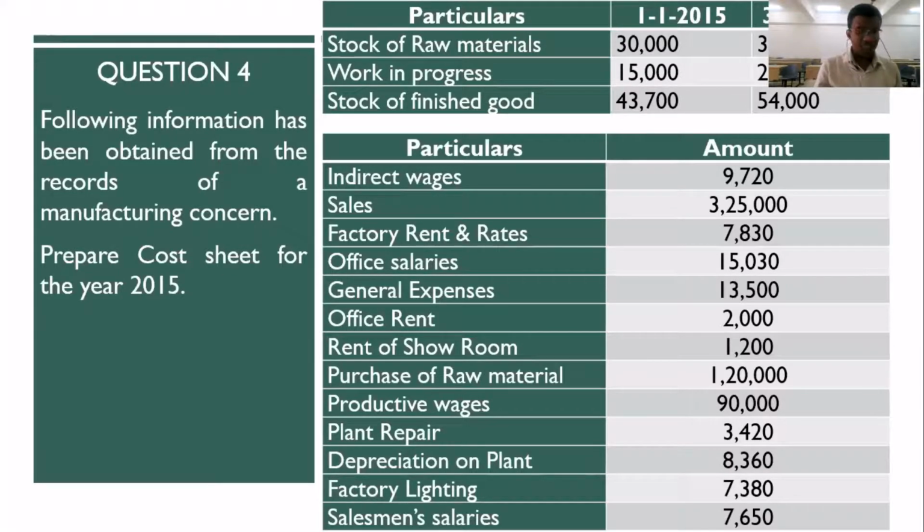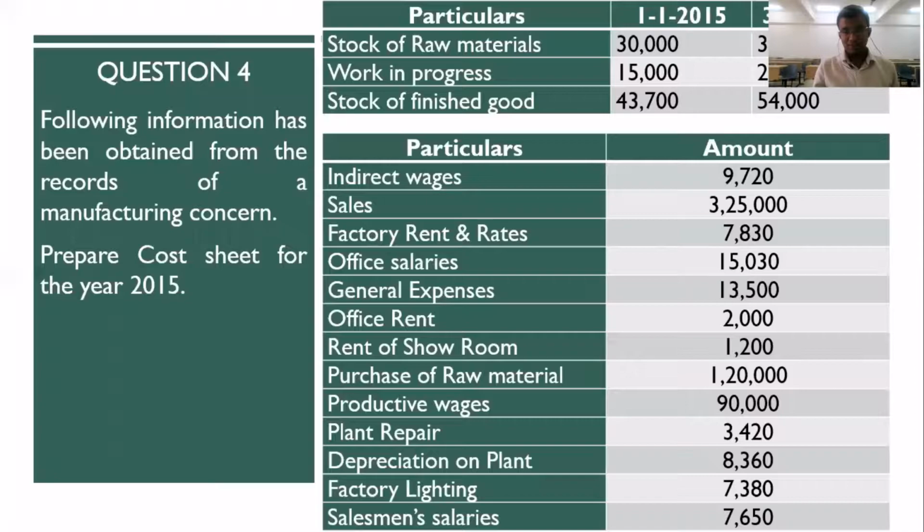First one is indirect wages. Indirect wages is a part of your factory overhead. Sales is the final output that you're expecting by preparing the cost sheet. Here sales has been given, which means we have to calculate the profit. Factory rent and rates, this is a part of factory overhead. Office salaries, this is a part of your office and administration overhead.